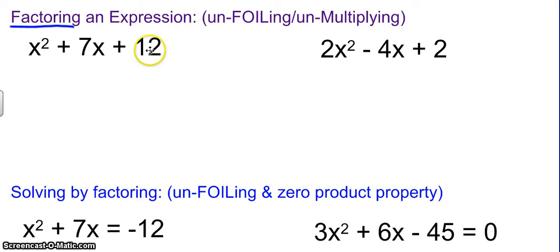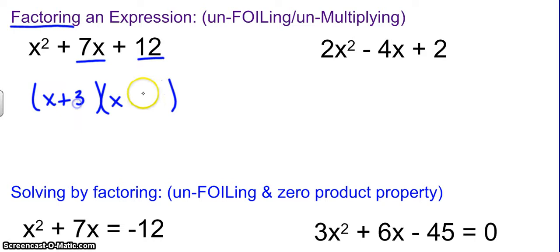What we are going to do is we are looking for things that multiply to 12 and add to 7. So ways to get to 12: 1 and 12, 2 and 6, 3 and 4. Out of those options, it's the 3 and the 4 that are going to multiply back. That should be a 4.